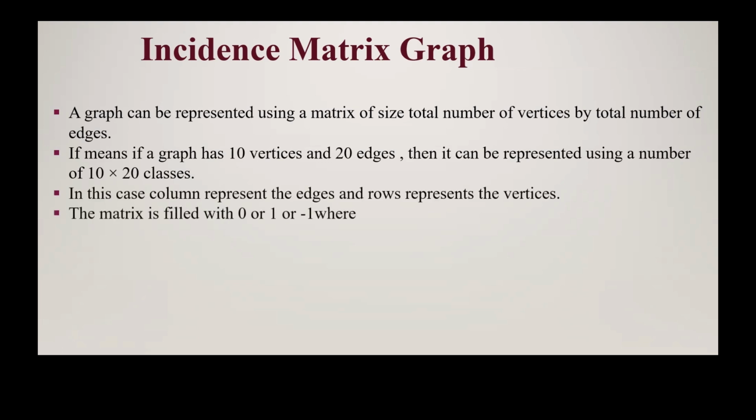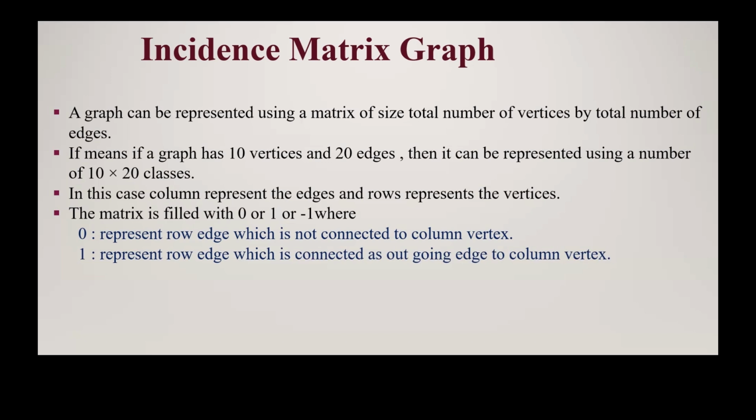And the value is represented by 0, 1 or -1, whereas in the adjacency matrix it is 0 or 1. Here 0 represents a row edge which is not connected to the column vertex. Means if there is no edge present for the vertex, then the value is 0. And 1 represents a row edge which is connected as an outgoing edge to the column vertex. So there are incoming and outgoing edges, and on that basis this is the representation. This type of representation we generally require whenever a directed graph is specified.